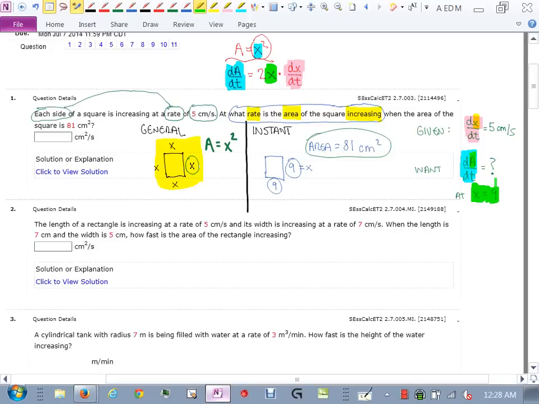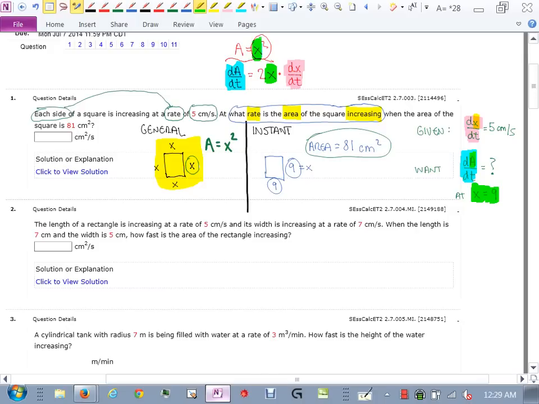Notice what I didn't do. I did not replace this x up here with 9 before I differentiated, because of course 9 squared would be 81, and then you would have the derivative of 81 is 0. Well, the reason I do that is because if this square is changing, and then all of a sudden I say, okay, let's just make it a 9 by 9 square, then it's not changing anymore, and therefore you can't talk about rate of change of something.